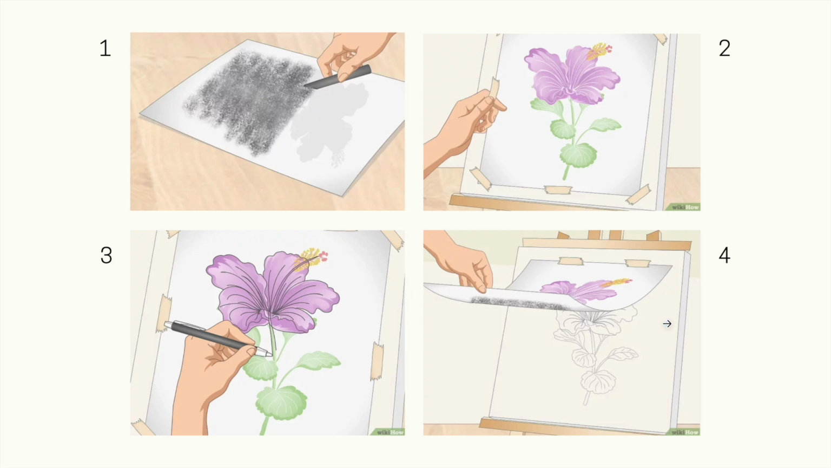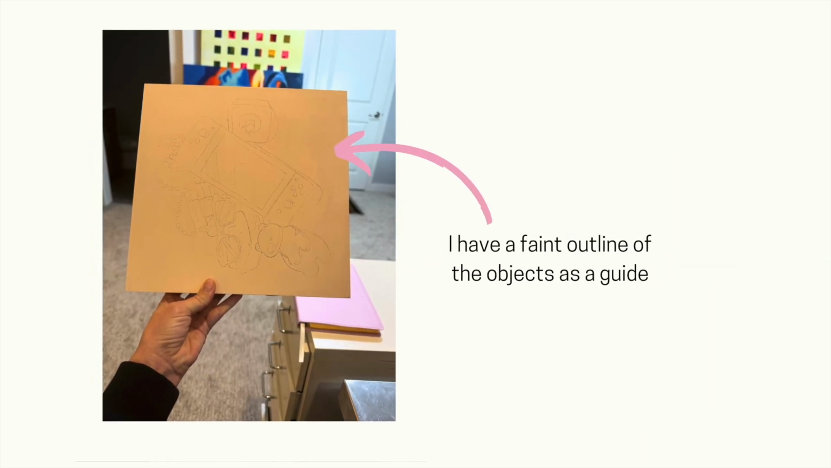It's a good idea to lift it up and check periodically to make sure that it's actually working like it's supposed to. So here was the result. I have a faint outline of the objects. I can use this as my guideline when I'm painting.